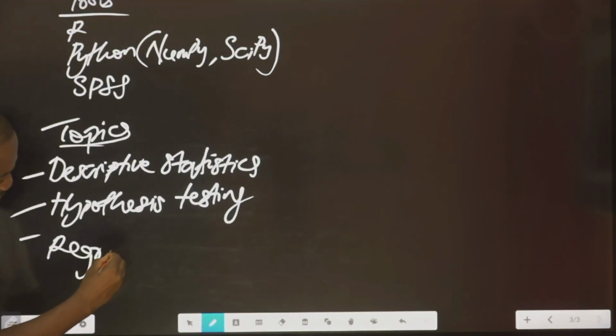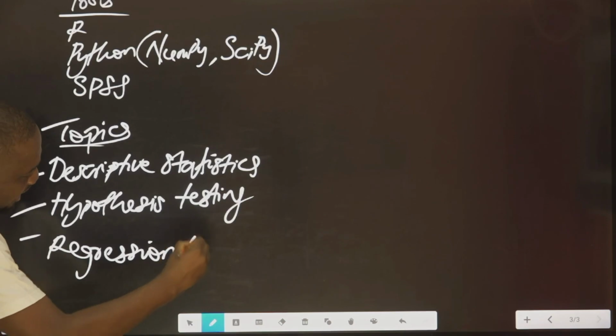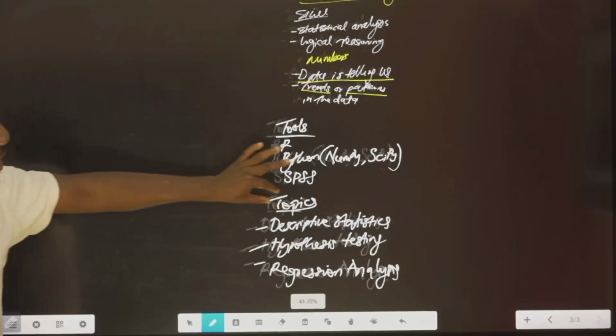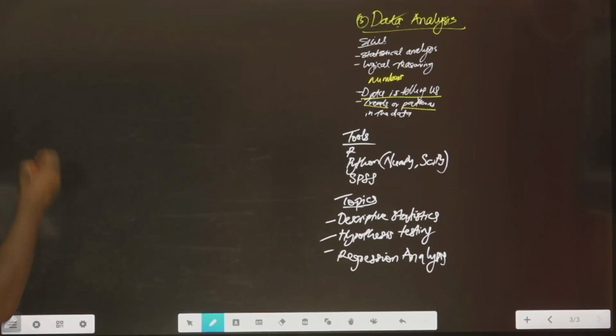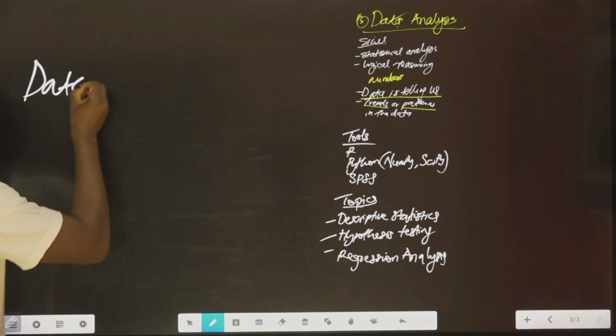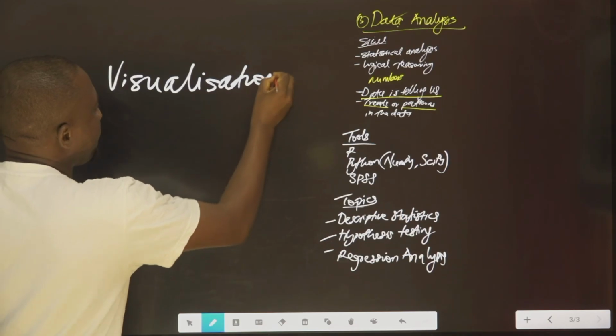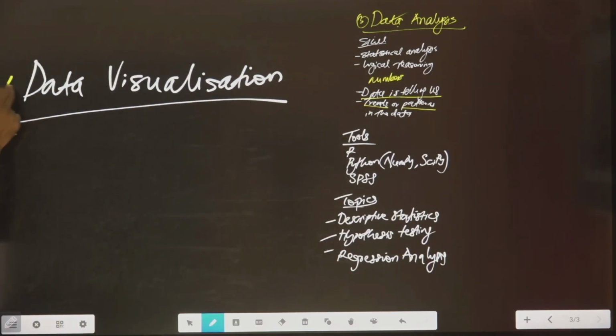Okay? Another skill that is very vital here is hypothesis testing. You test hypothesis. Finally, you should understand regression analysis. Let's look at data visualization. That is the fourth one.